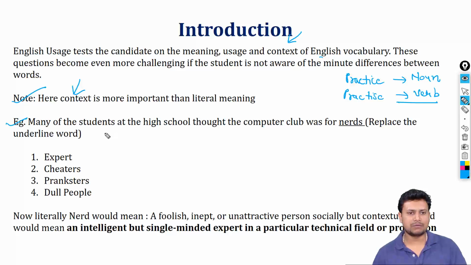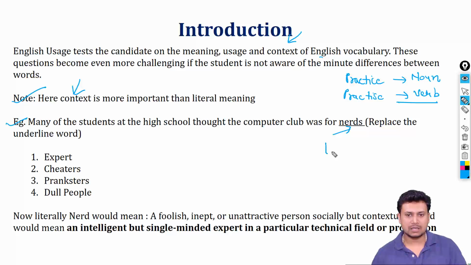Let's say many of the students at a high school thought the computer club was for nerds. Now, if I just know the word, I would say that nerds refers to a foolish, inept, or an unattractive, socially awkward individual. But in this question, it seems to be many of the students at high school thought the computer club was for nerds. In this context, nerd would mean an intelligent, single-minded expert in a particular technical field.